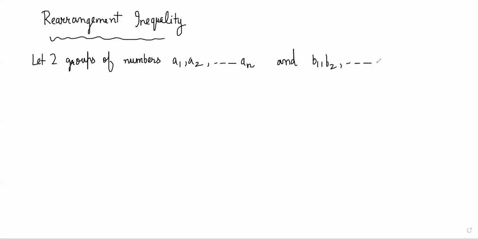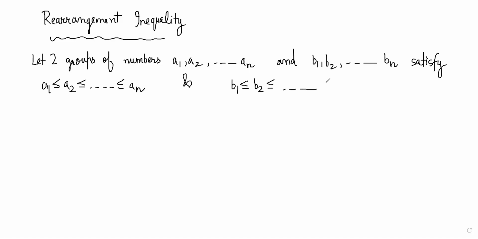Let two groups of numbers, A1, A2, ..., AN, and B1, B2, ..., BN satisfy the following inequalities. A1 is less than or equal to A2 is less than or equal to, and so on, till less than or equal to AN. And similarly, B1 is less than or equal to B2, less than or equal to BN.